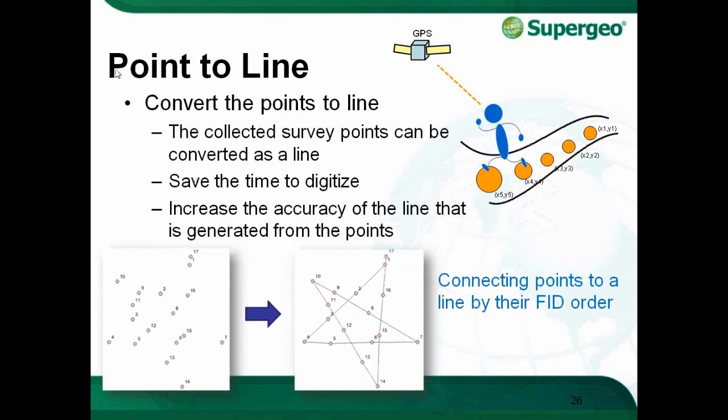While you are using this function, just select the point features and click once. It will connect into a line according to the FID order. So this will connect starting from FID 1, then the second, then FID 3, and go to the final one, FID 17. So it will be connected into a line feature. So it saves time to digitize.